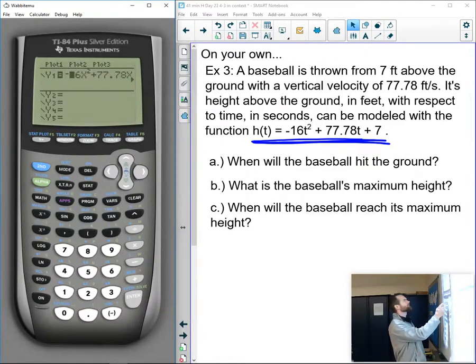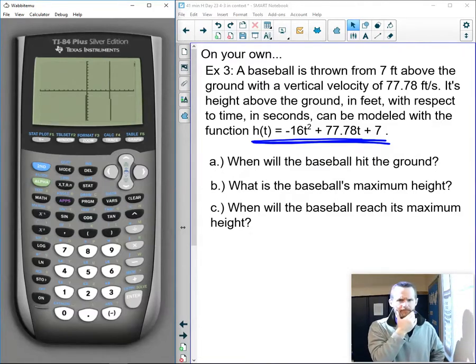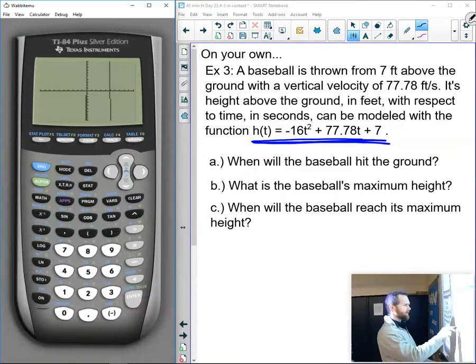77.78 and negative 16. Okay, good. Or x squared, I should say. We graph it. Ooh, that's kind of ugly. So I can't really see most of the graph. So basically what's happening, I'm just going to draw this here.